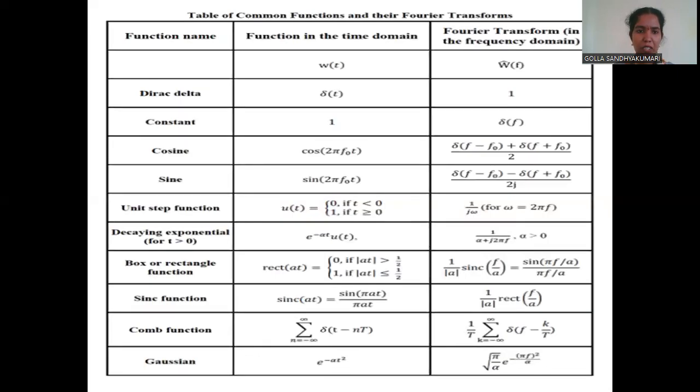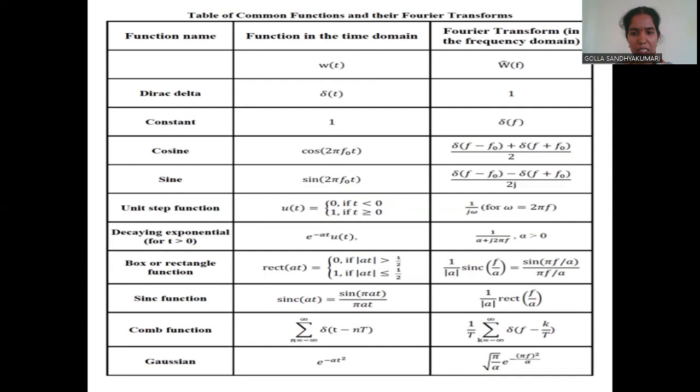And here are some functions with their time domain and frequency domain forms. So here is a set of common functions that are used in the Fourier transform: Dirac delta, constant, cosine function, sine function, unit step, rectangular function, sinc function, Gaussian function. Under all these, the cosine function and sine function are the most repeatedly used functions.